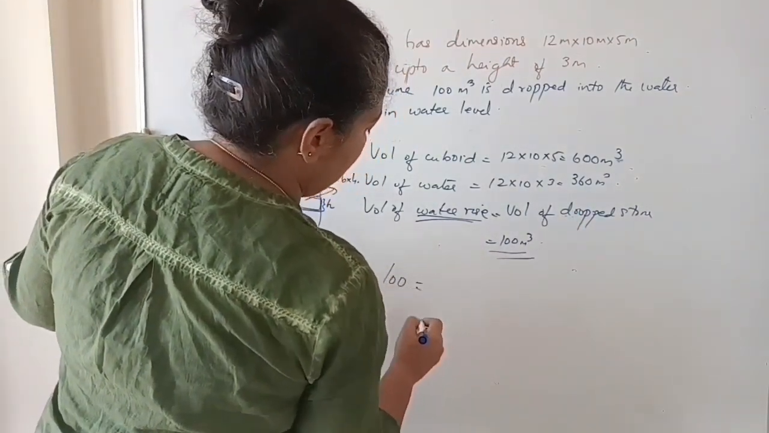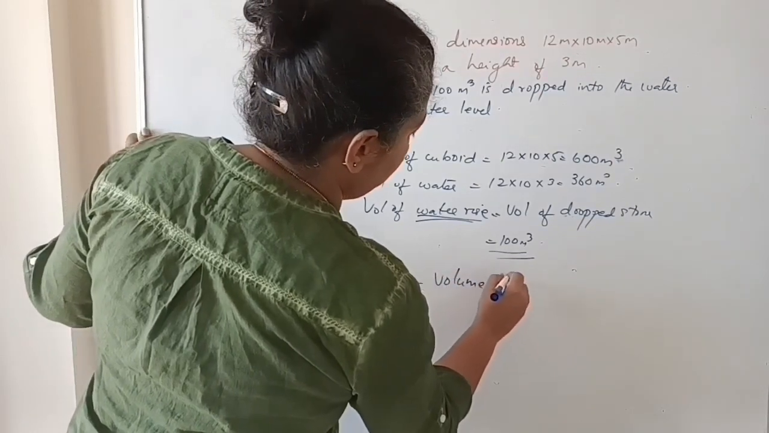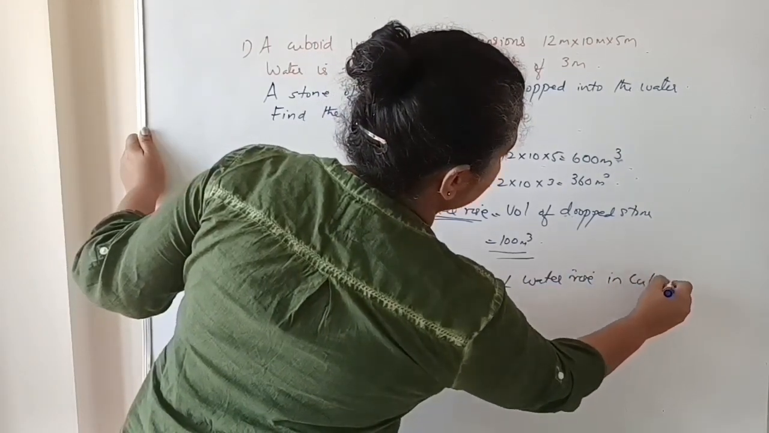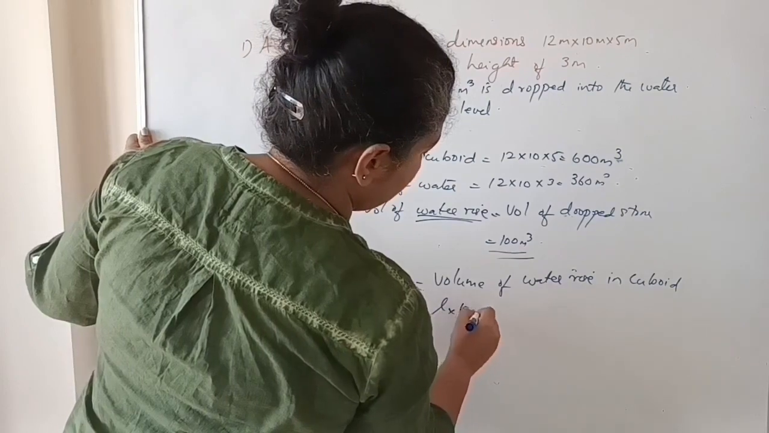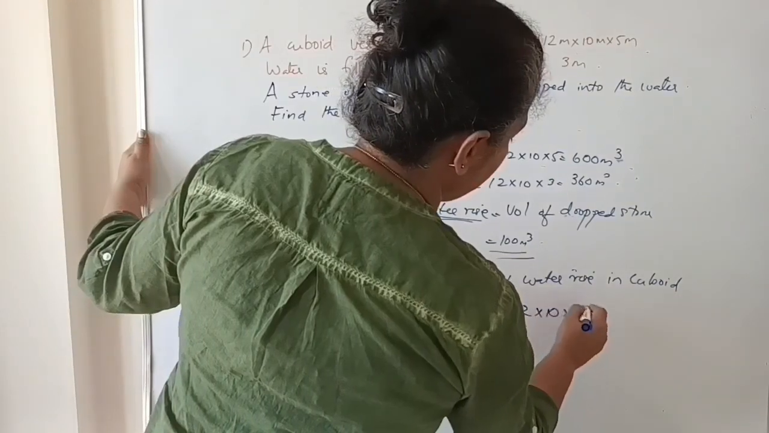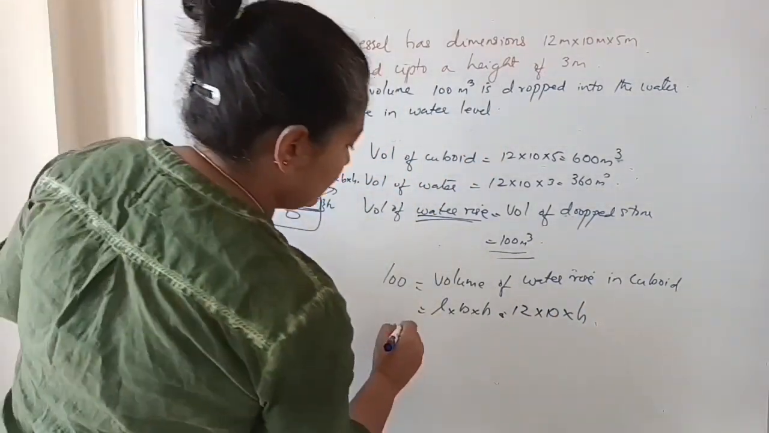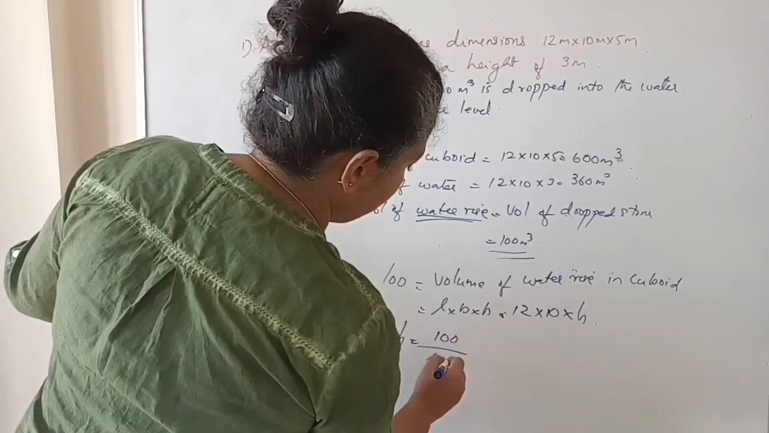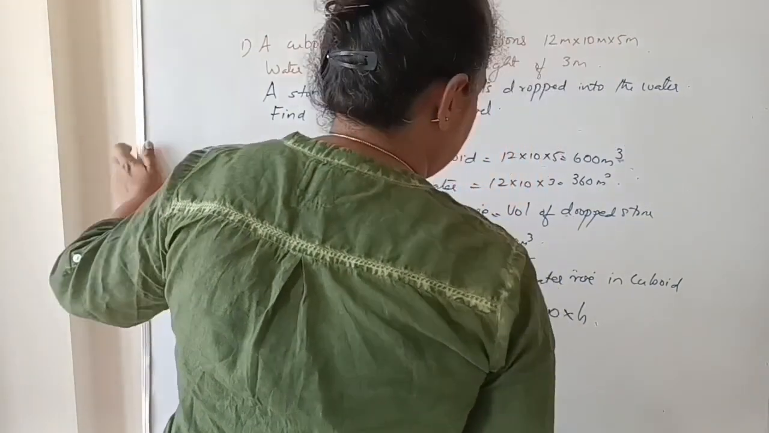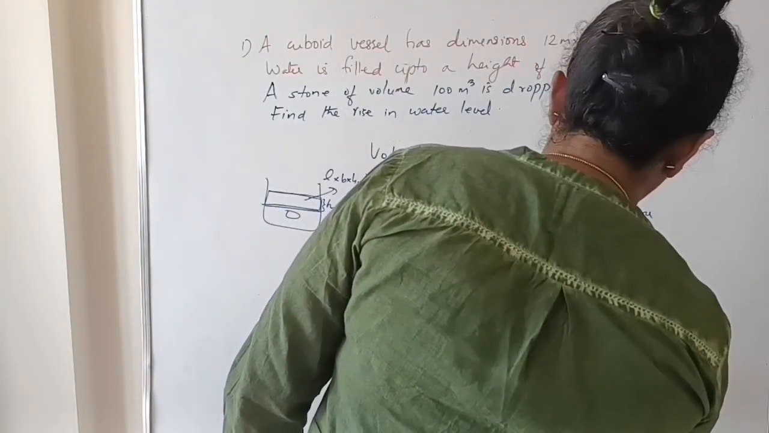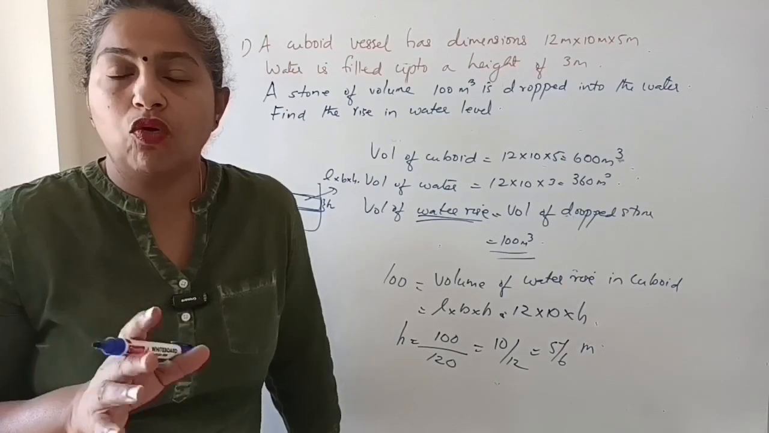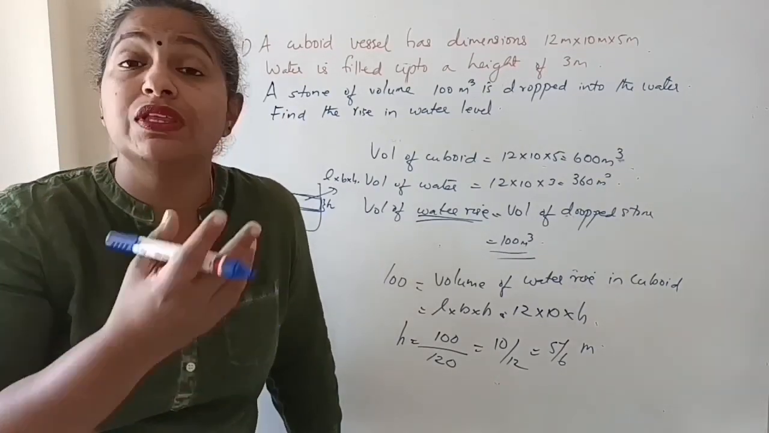So 100 is equal to volume of water rise in the cuboid, that is L into B into H. Right? So I know the value of L, I know the value of B, I need to find H. So what will I get? H is equal to 100 by 120. So what am I getting? I am getting around 5 by 6 meters. So converted into decimal. So I hope you have understood the basic concept of doing this kind of sums.